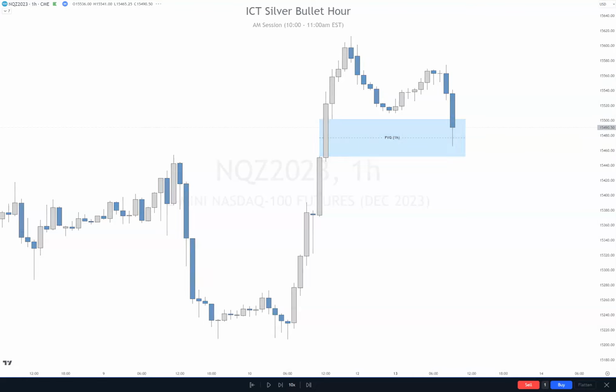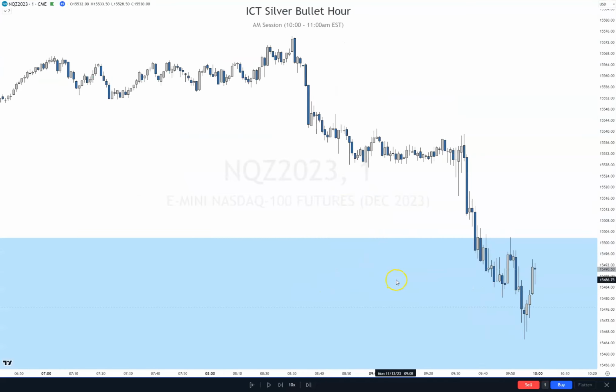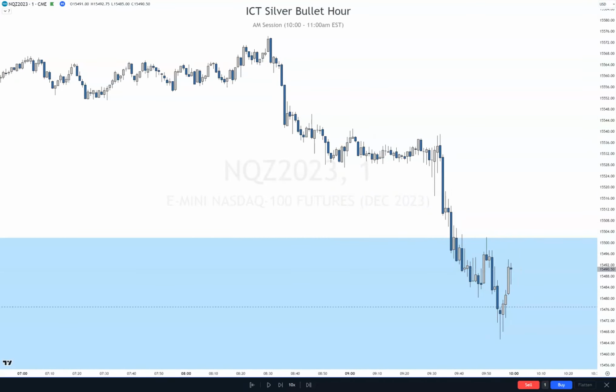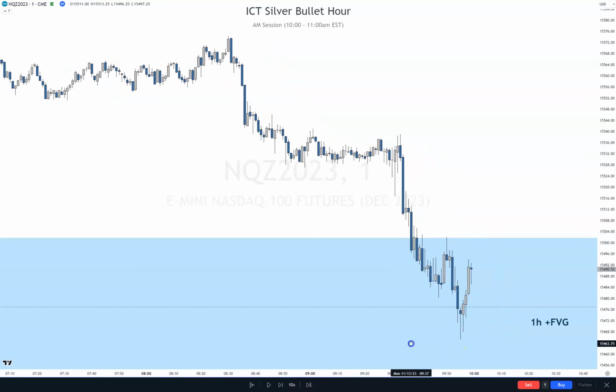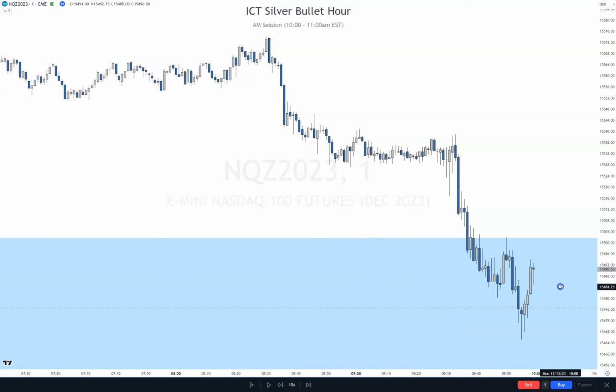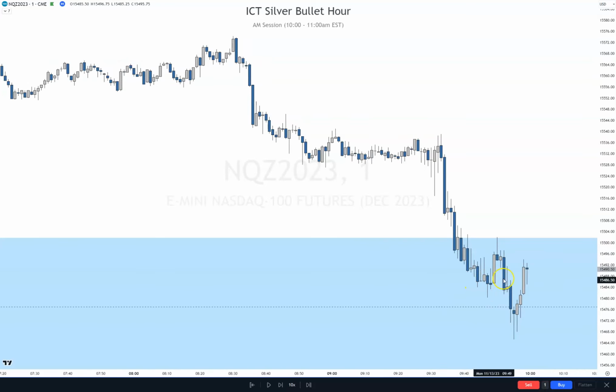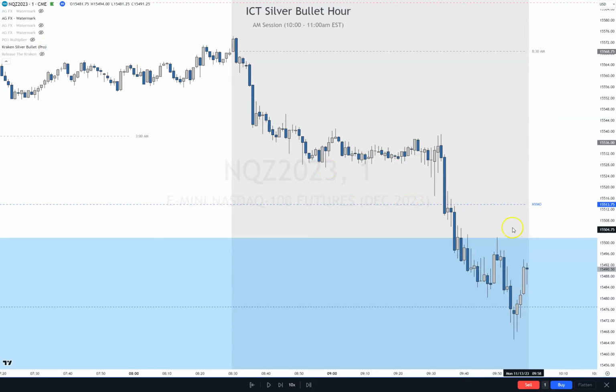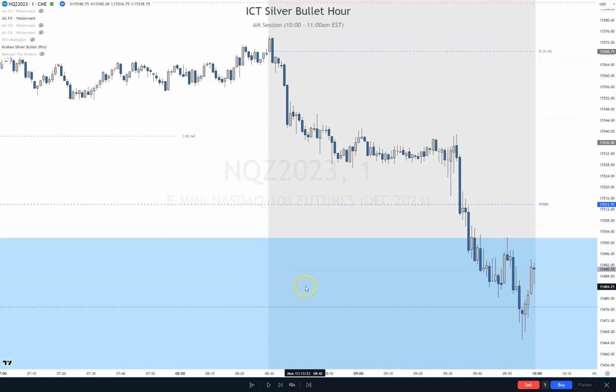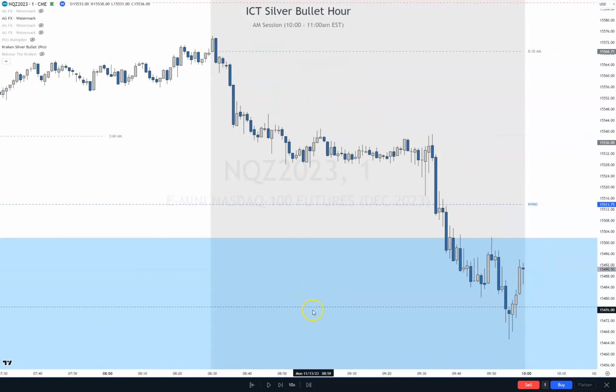So let's drop down to the 1 minute and put this right here, 1 hour fair value gap. So we know this is that blue 1 hour fair value gap, okay? All right, so let's turn on the Kraken Silver Bullet indicator. Okay, there's our New York midnight open. Here's our 8:30 a.m. price. And that's the consequent encroachment of the 1 hour fair value gap.